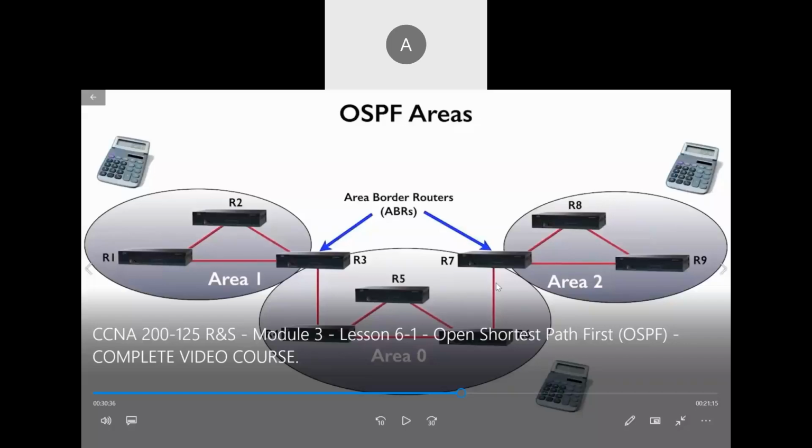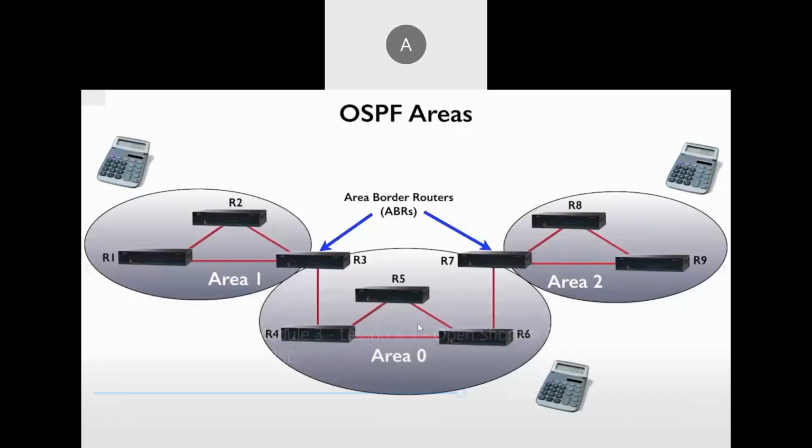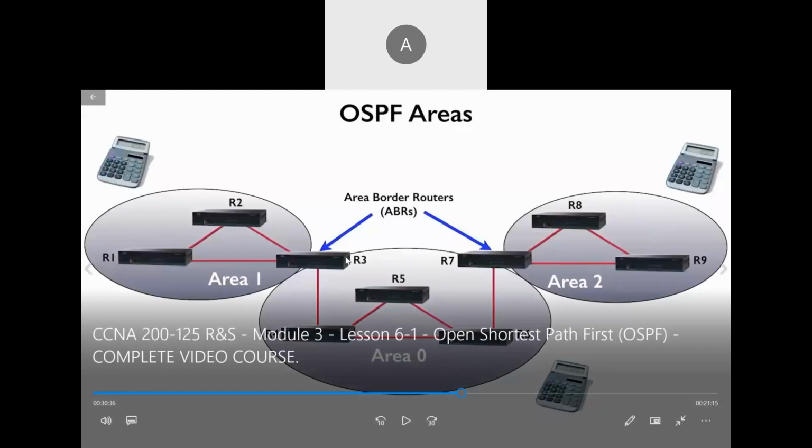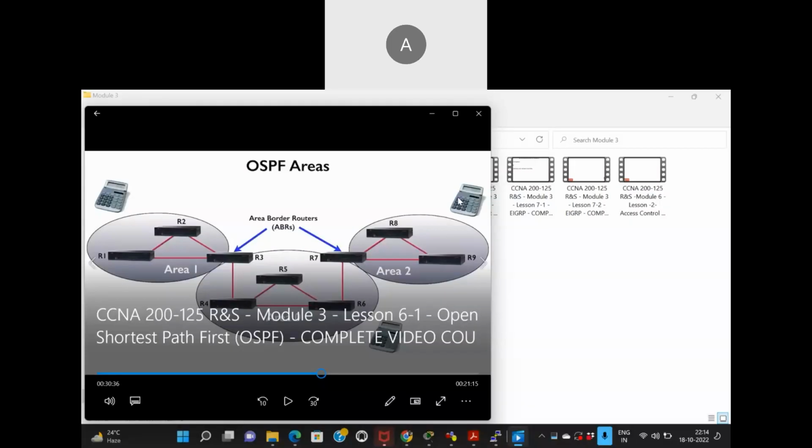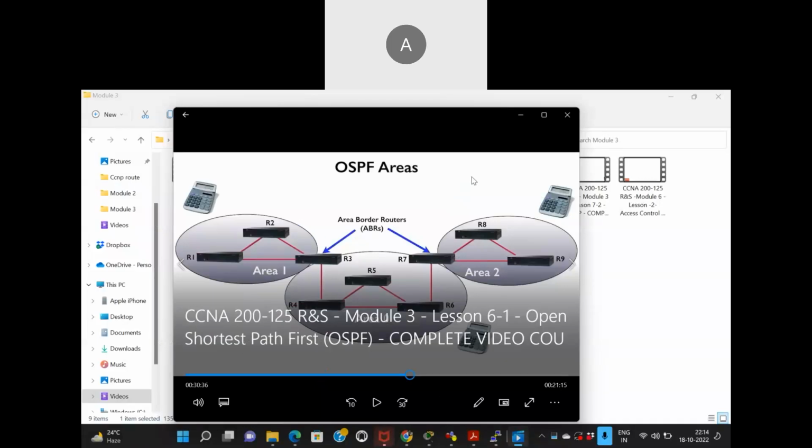Okay. So look at this map, guys. This is area 0, and this is area 1, and this is area 2, and they are both connected to area 0 by R7 and R3. Craig, Shania, everybody, can you pay attention right now? Next, everybody, are you there? I'm here, yep.